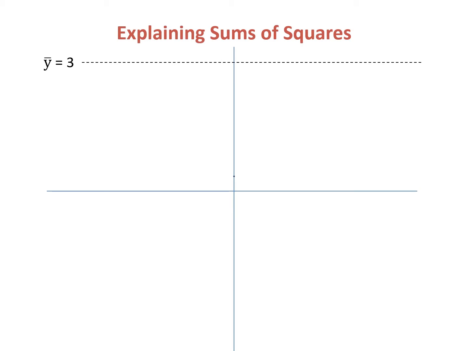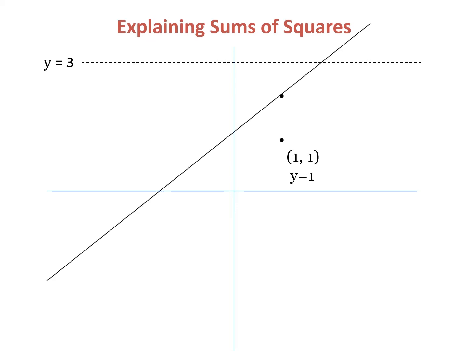To help understand the language of sums of squares, let's look at a hypothetical example. Let's suppose we have a distribution whose mean is 3. We represent this on a two-dimensional graph by putting 3 at every value of x, which results in the dashed line shown on this graph. One of the points in our distribution is 1, 1. Let's say that the regression line containing the predicted values runs through the point 1, 2, and that y hat, our predicted value, is 2.